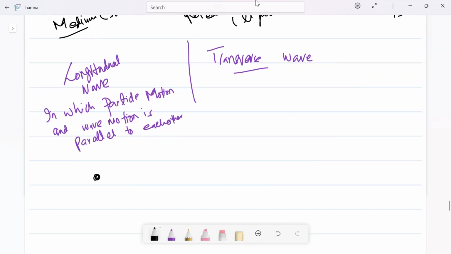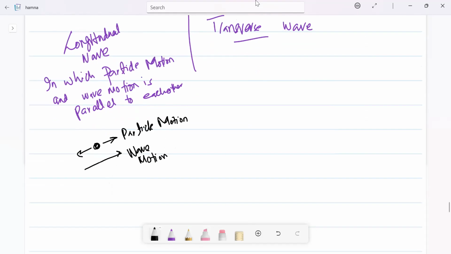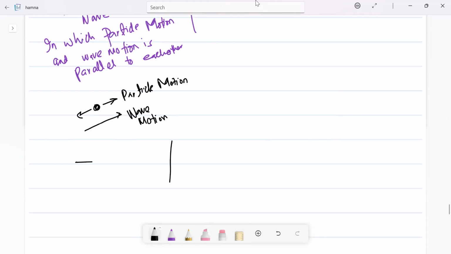In this, what will the particle motion be, sideways, and what will the propagation of waves be, they both are parallel to each other. What example did we discuss in this? That if we have a spring attached to one end and we move the spring back and forth, so the particle would move like this and the wave would travel in this direction, so they both are parallel to each other.